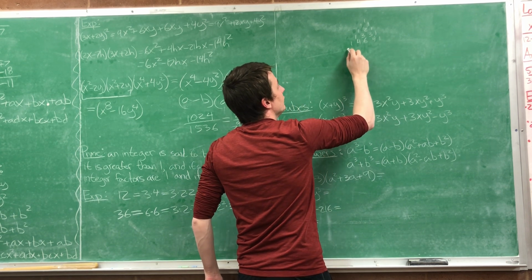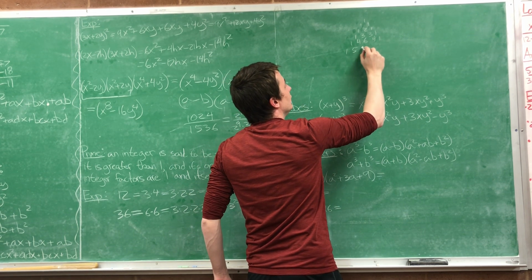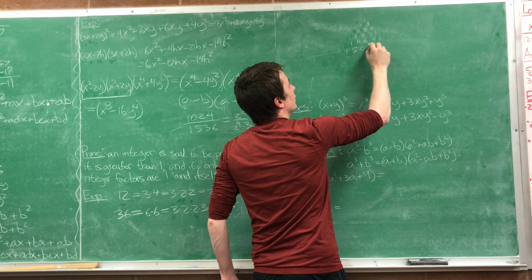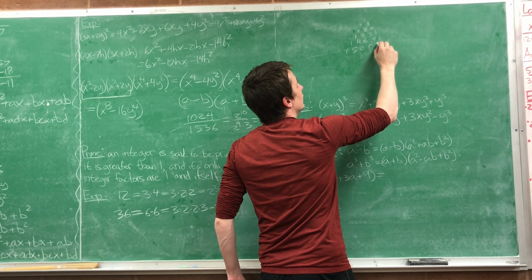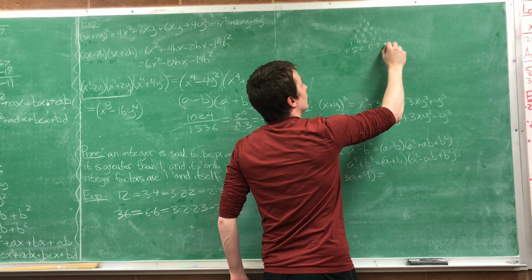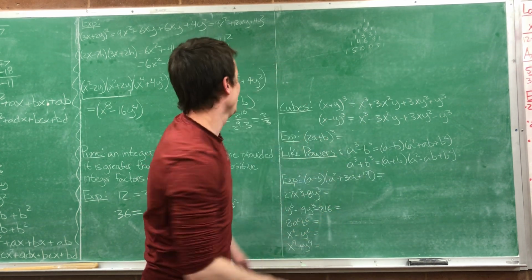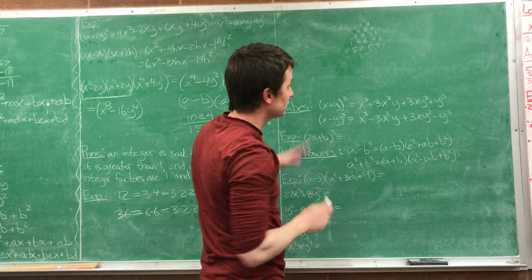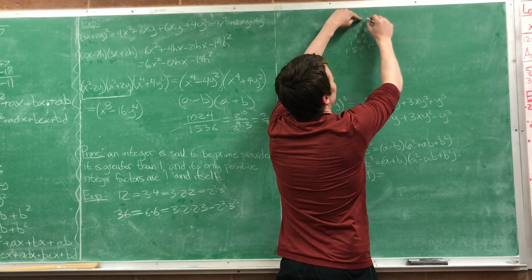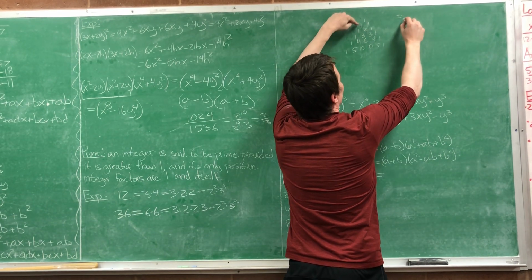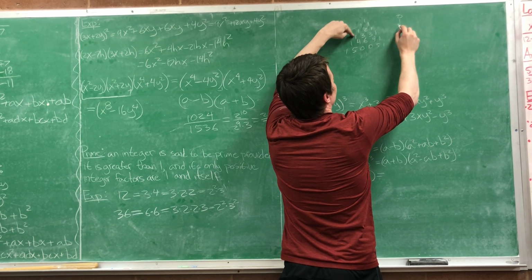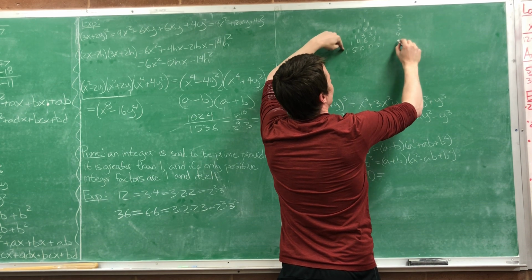1, 5, 10, 10, 5, 1. Okay, so now we'll call that enough. We sometimes call this the 0th row. We call this the first row, this the second row, this the third row, this the fourth row, this the fifth row.